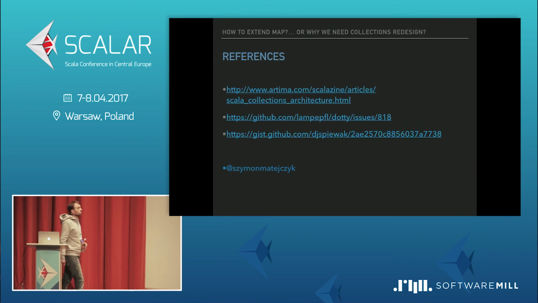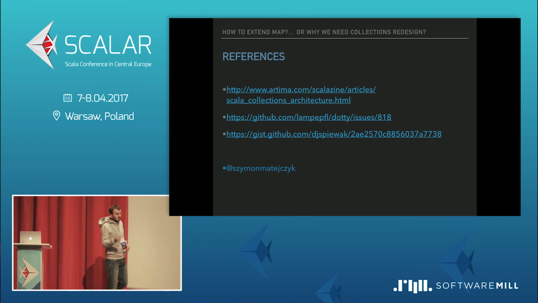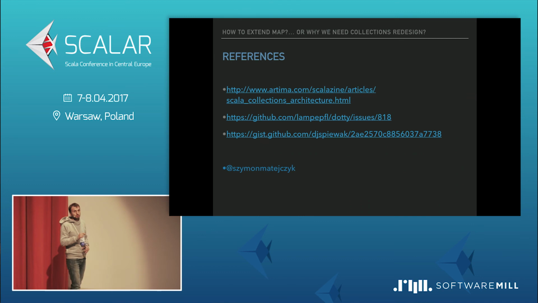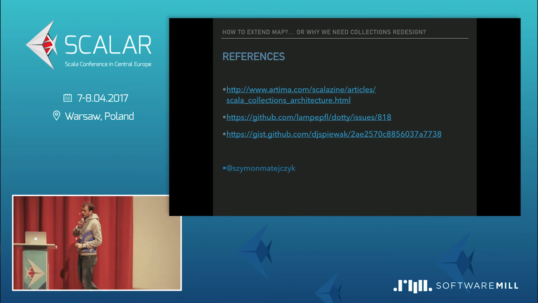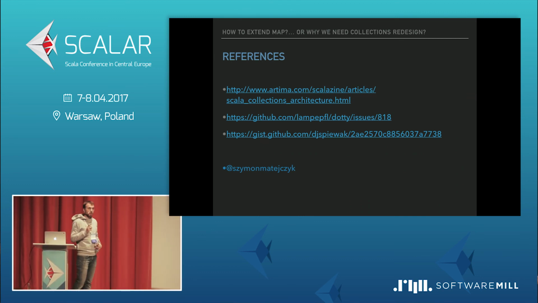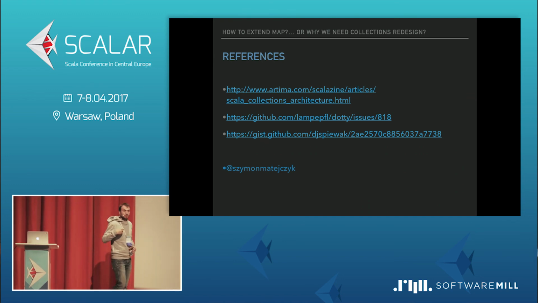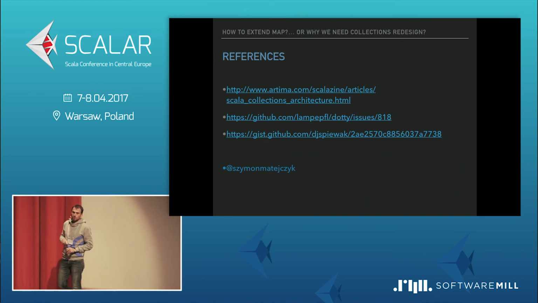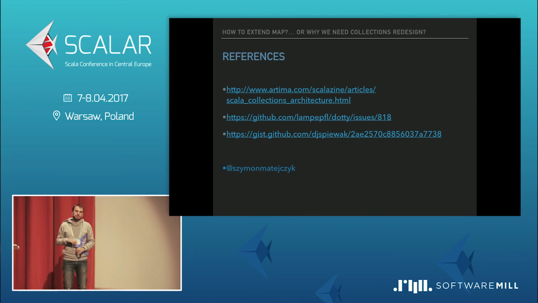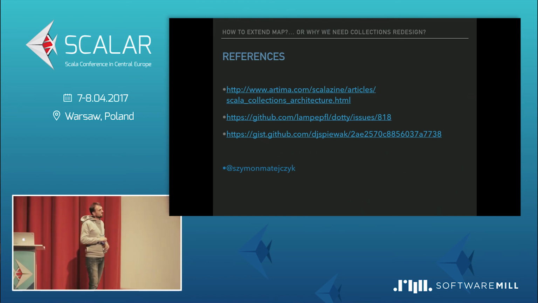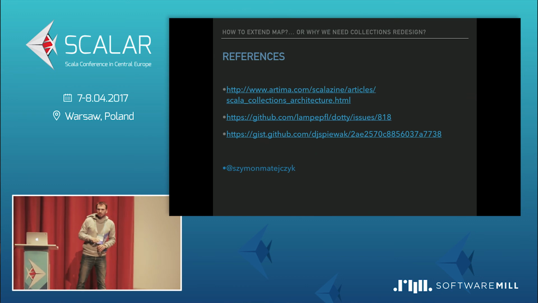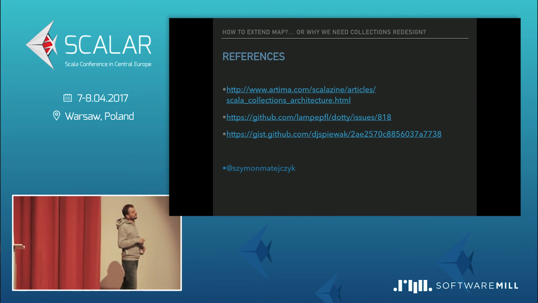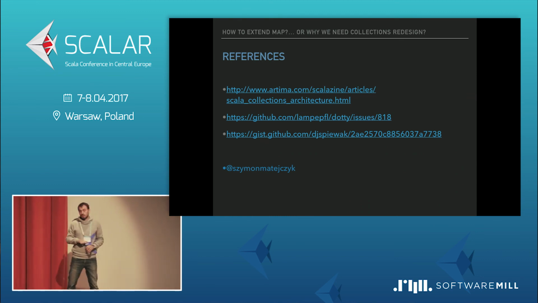Okay, so references. There is a very good article about current collections. It was from 2010, and that's the first link. It was by Martin Odersky when they released Scala 2.8. So he did an overview of how the collections are designed. And it's actually very hard to Google, but once you find it and read it, you start to understand some things that are going on under the hood.